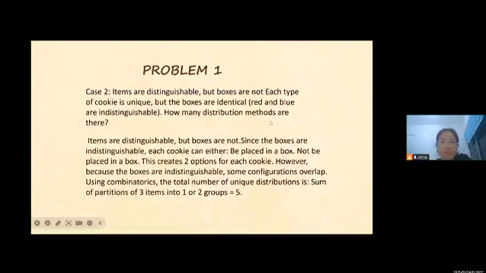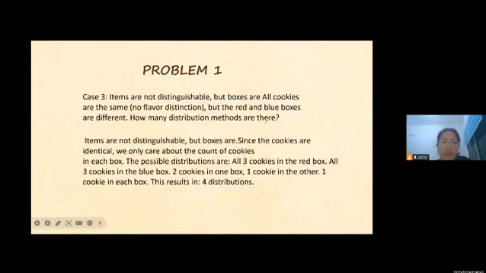Case 2. Items are distinguishable, but boxes are indistinguishable. Since the boxes are indistinguishable, we only consider the distribution patterns of the cookies. All cookies in one box, one way. One cookie in one box, 2 in the other, 3 ways. Each box contains... Total 1 plus 3 plus 1 equal 5 ways.